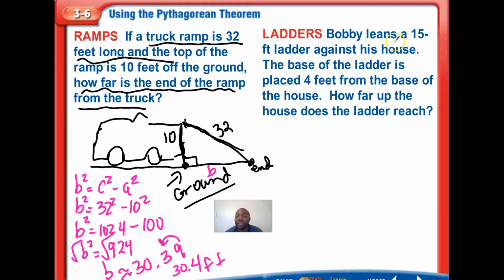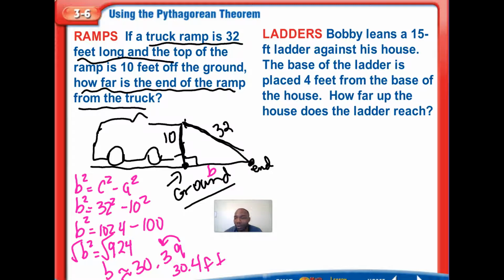Bobby leans a 15-foot ladder against his house. The base of the ladder is placed 4 feet from the base of the house. How far up the house does the ladder reach?